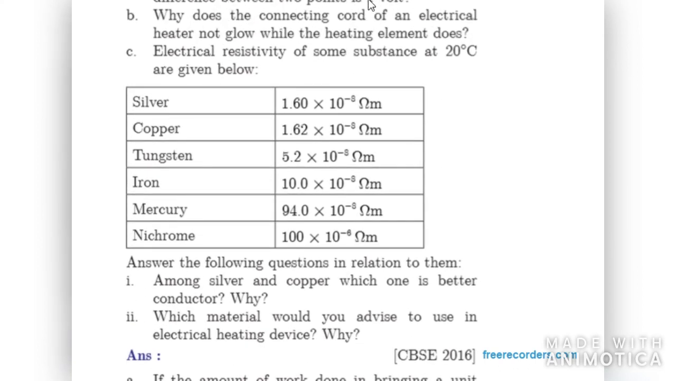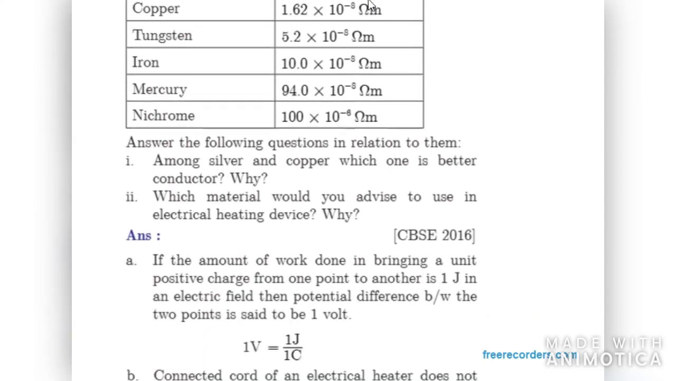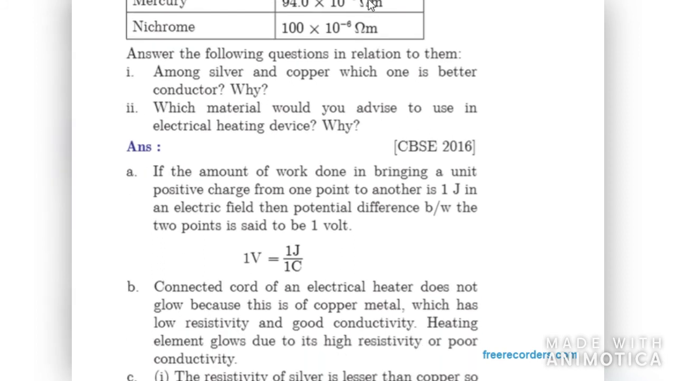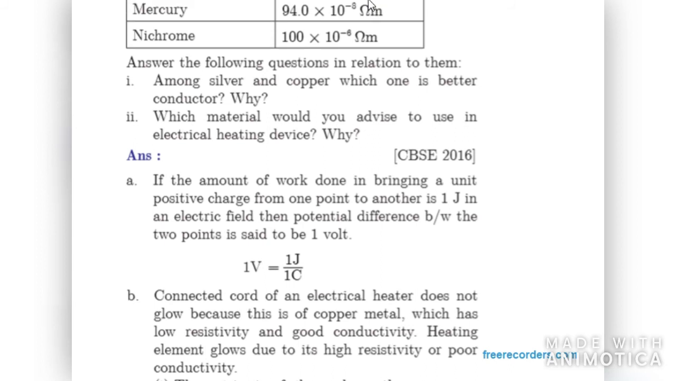Then in the second one it says why does the connecting cord of an electrical heater not glow while the heating element does? Because the connecting cord has an insulation as well and is made up of copper metal which has low resistivity but good conductivity. So therefore it does not glow.